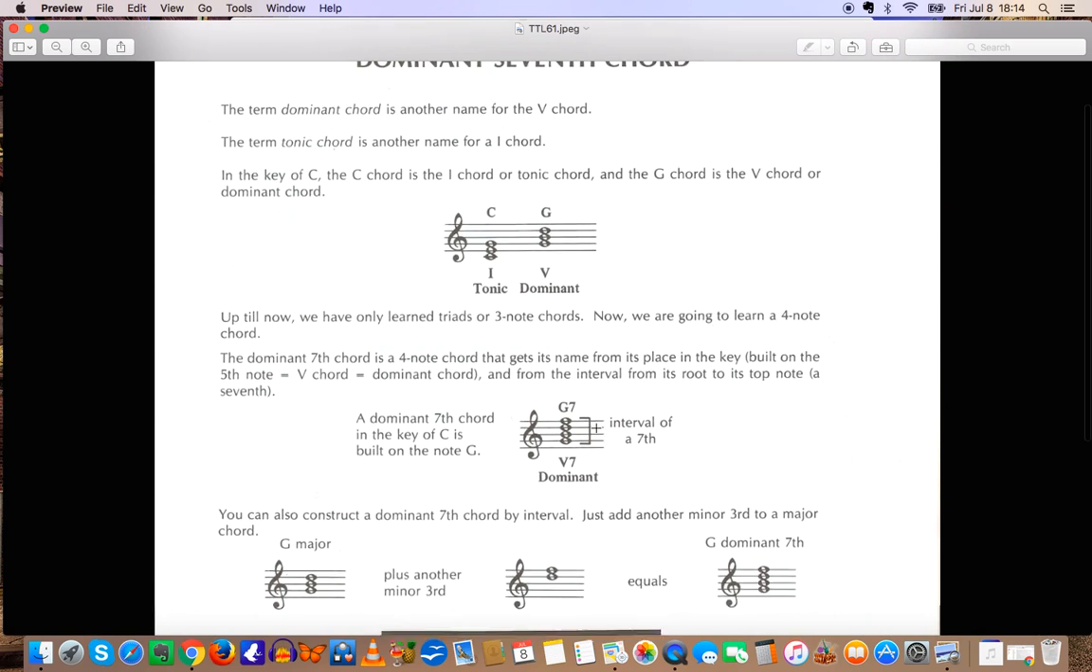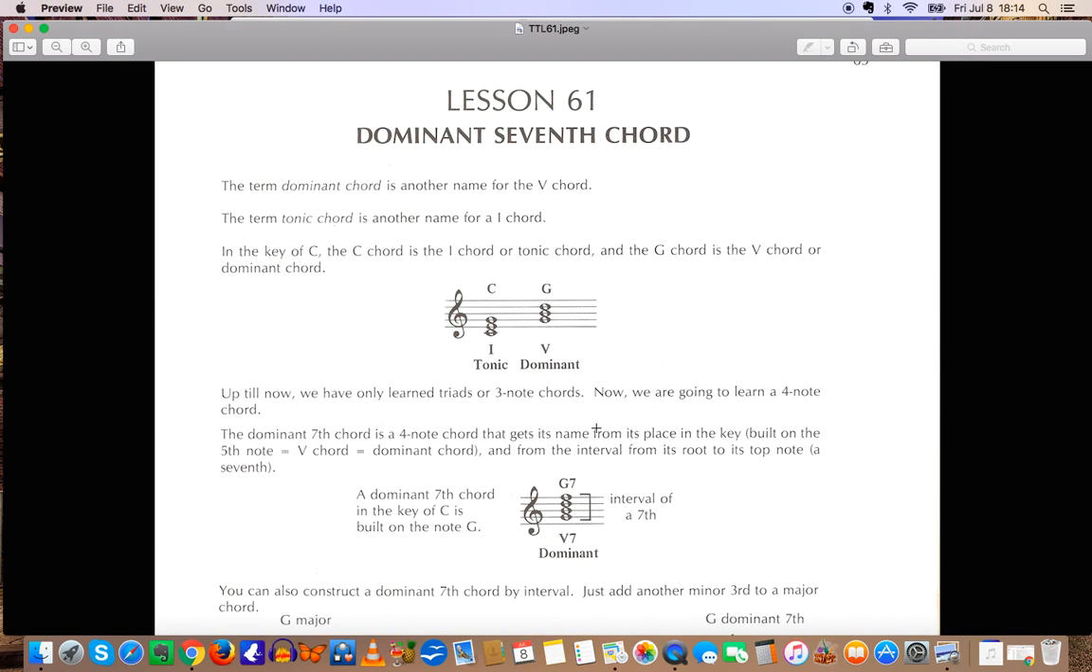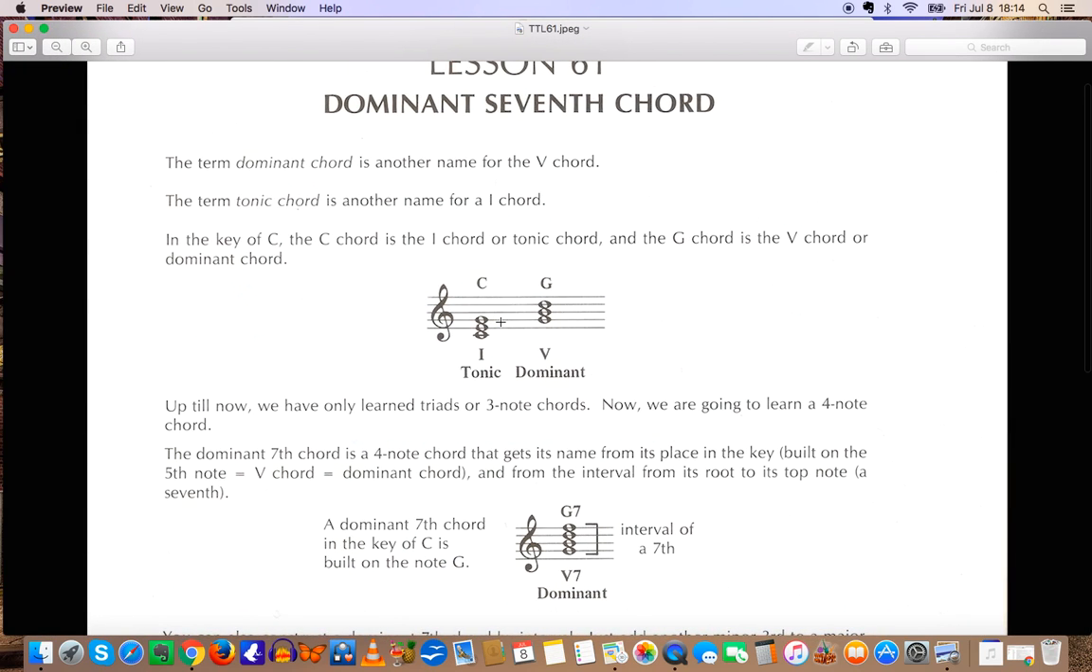Dominant chord is just another name for the 5 chord. That would be 5, the V chord. I'm not really sure why they call it dominant, if it's not for the reason that the 5 chord in a key has the most tension inside of it. It really wants to resolve to the 1 chord or the tonic chord.